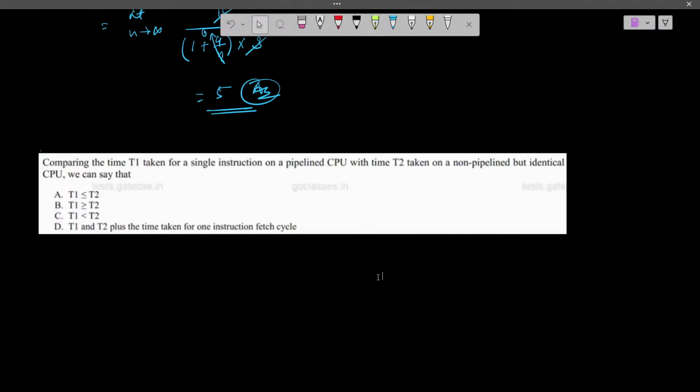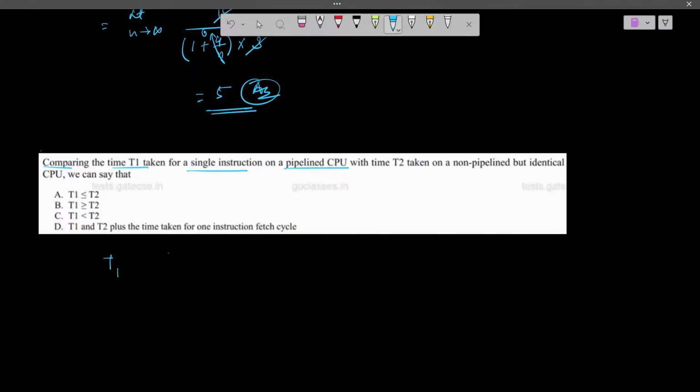It is actually not that obvious. Let me think. I picked that question just because I saw a lot of upvotes on it. And I can generally think it might seem obvious in the first glance, if you see the question: comparing the time T1 taken for a single instruction on a pipeline CPU.